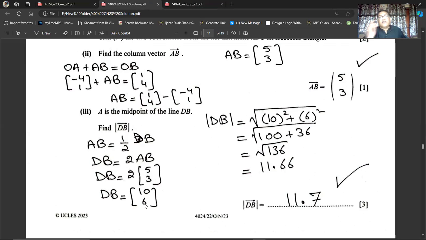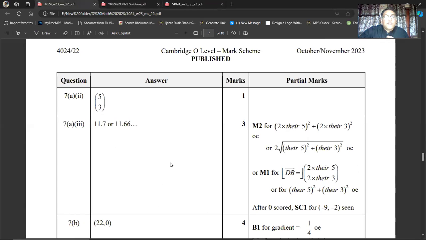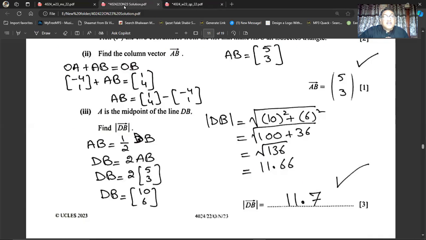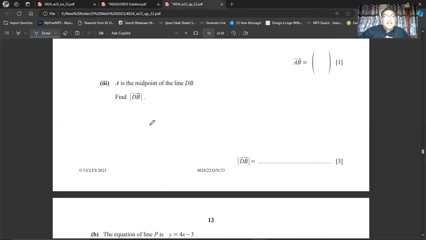So if you want to find out the magnitude of the DB, you remember the formula for taking the magnitude is x squared plus y squared and square root on all of them. So you will have 10 squared plus 6 squared and square root on them. So it's 100 plus 36. It's 136. When you take its square root, it is 11.66. So the DB magnitude will be 11.7. So this is how you find this. 11.7 is the right answer, sir. This is how we have solved it.